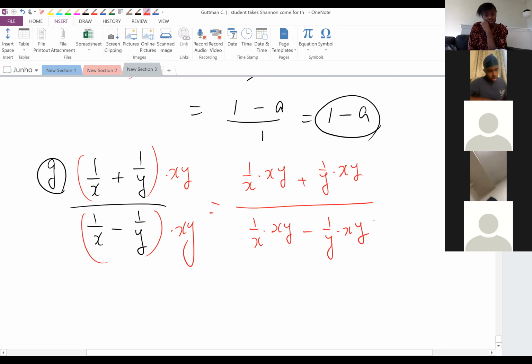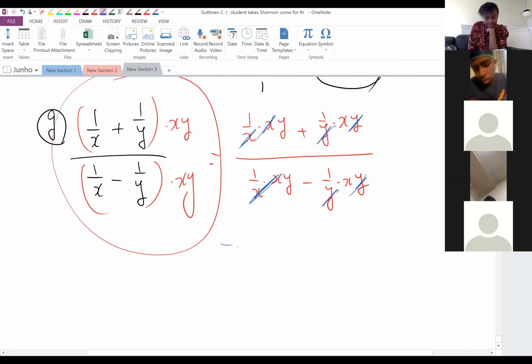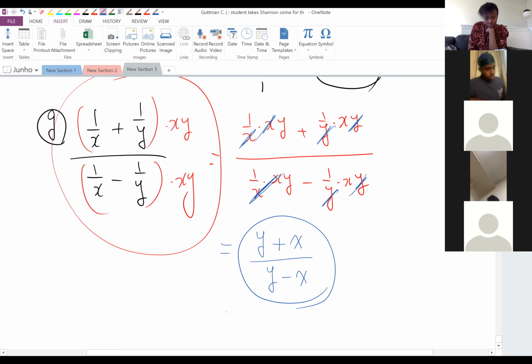This is the actual extra step. I show them how to multiply and simplify, but if you can simplify from here, just do it. You don't have to do this step all the time. Now x is gone, y is gone, and x is gone again, y is gone again. So now what's left over will be y plus x over y minus x. That's the answer. Yes? Okay.